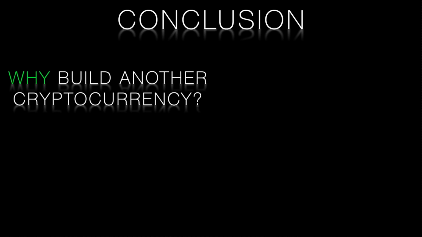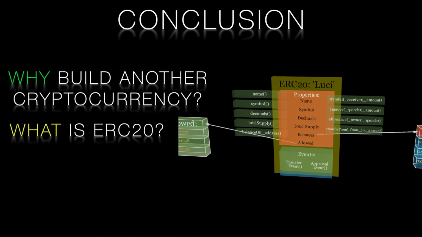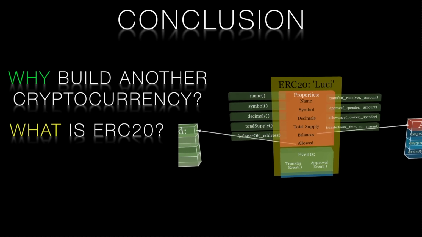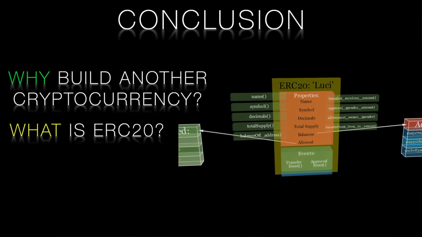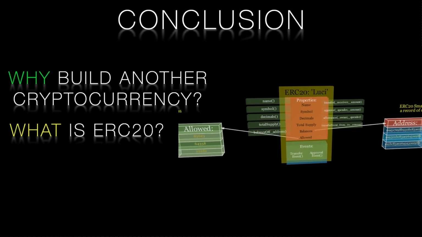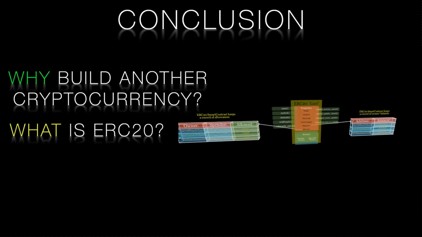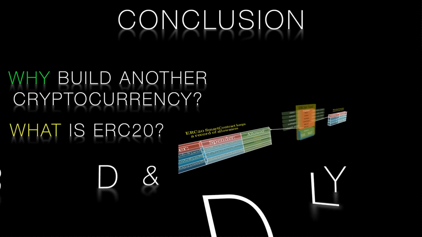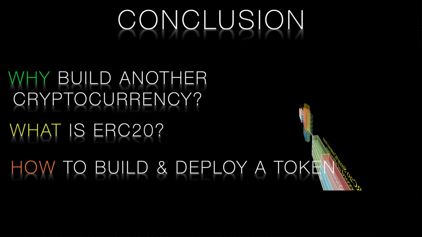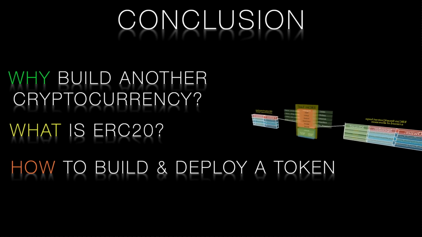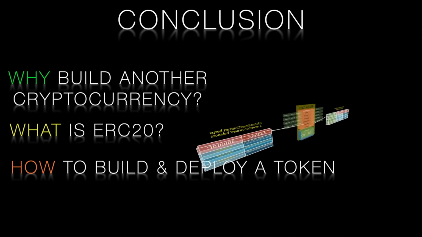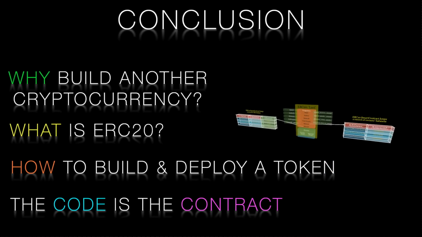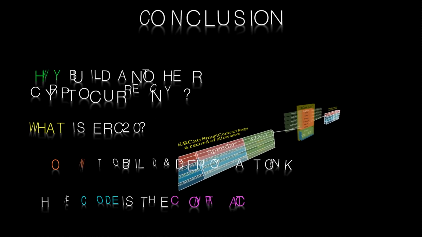In this video, we've looked at why you might want to build your own token or cryptocurrency. We've taken a close look at the ERC20 standard in Ethereum that sets out the minimum requirements for parameters, functions, and events that a currency needs to possess. By implementing this standard, you can ensure interoperability with a whole host of other Ethereum infrastructure that has been built to transfer crypto. Finally, we built a coin and deployed it to a blockchain. Using a block explorer, we were able to see the implementation of and interact with our ERC20 contract. The code is the contract, and the contract is the code.